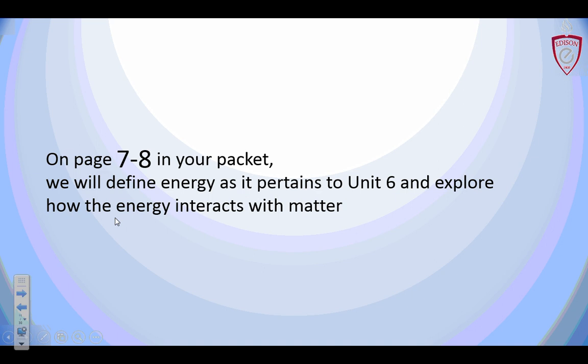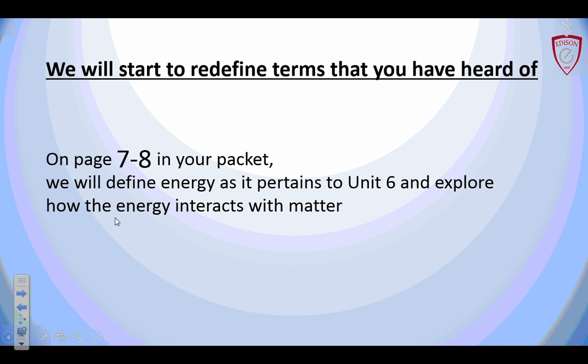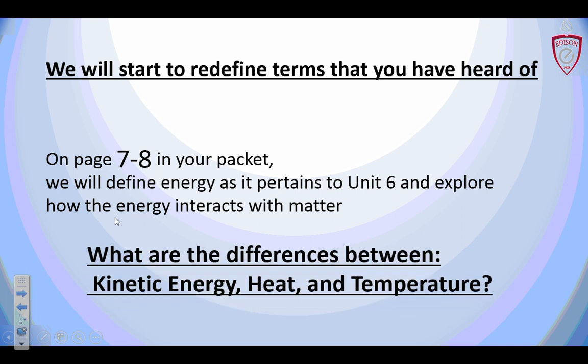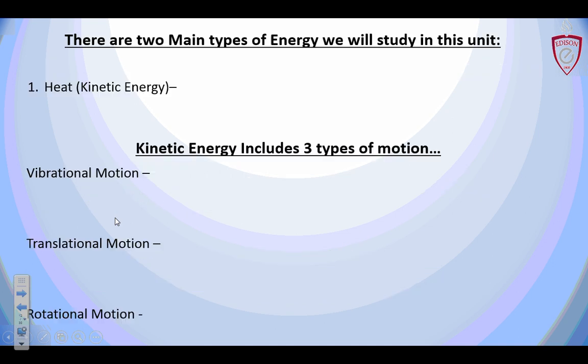We're going to focus on things like kinetic energy and potential energy. First, we're going to redefine some of those words that we've heard of. We've been working on working definitions for the past 2 videos, and we're really focusing on the difference between kinetic energy, heat, and temperature. These are all related, but we have to know how they're related and how they're not, comparing and contrasting. If we can differentiate them, we can understand them a little bit better.